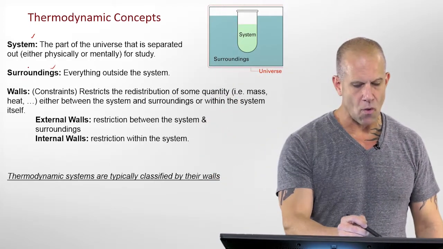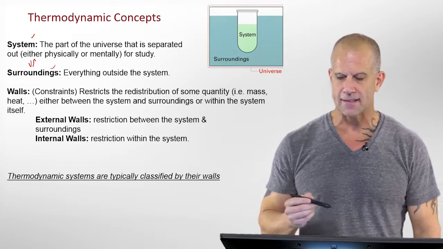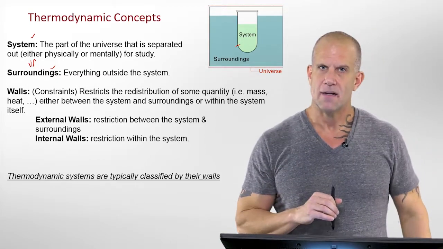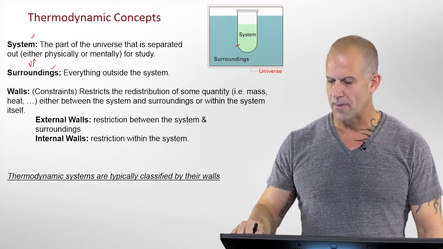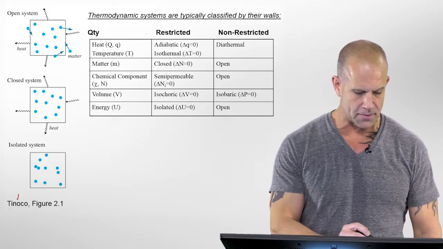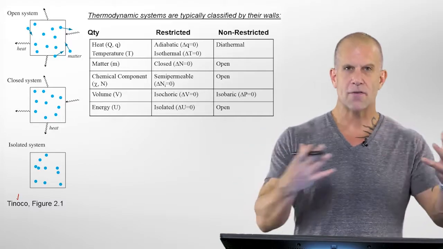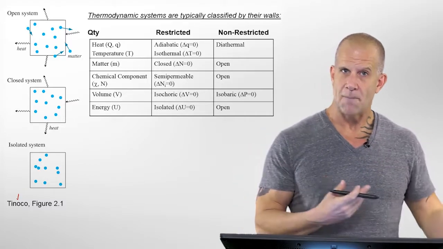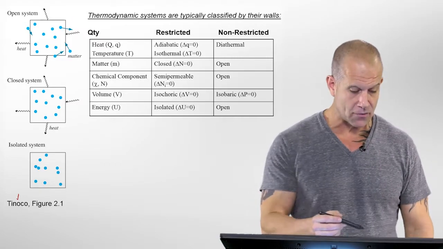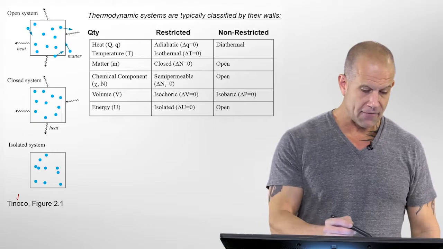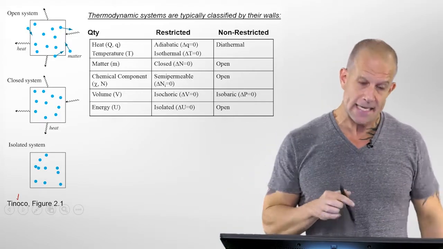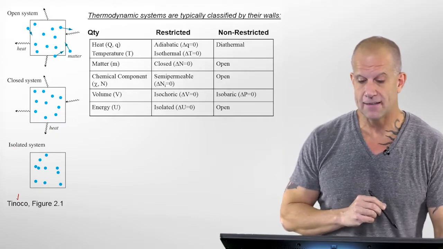It's typically the walls that define the boundary between this system and surroundings, as shown here, that ultimately dictate a lot about the thermodynamics. One of the first things introduced in Tinoco's book is whether these walls are open, so whether the system is open to exchanging matter, exchanging heat, etc., or whether they're closed. If it's completely closed off from everything, including even heat, we call that an isolated system.